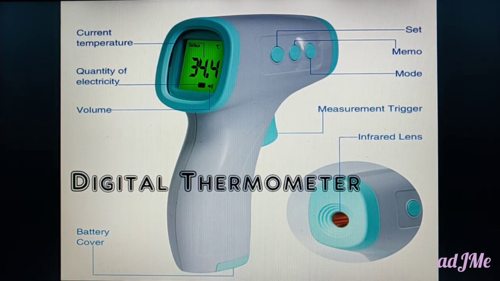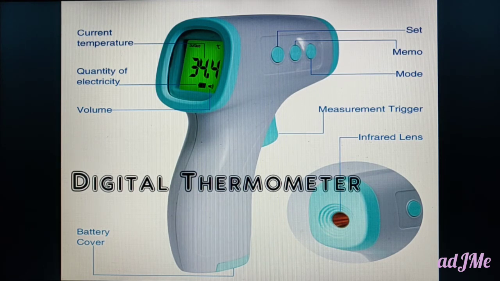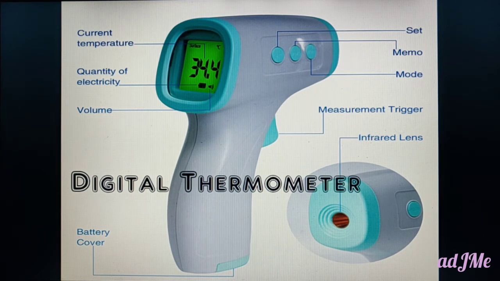The difference is that in the old model, like other thermometers, it should be kept under the tongue or armpit, but it is not so in this digital thermometer, where you come across an infrared lens in the front. When you press the measurement trigger, the infrared lens automatically starts to measure the temperature, and on the back side you come across a display where the temperature is displayed, and you can note the temperature of a person without touching him. That is the specialty of this digital thermometer.